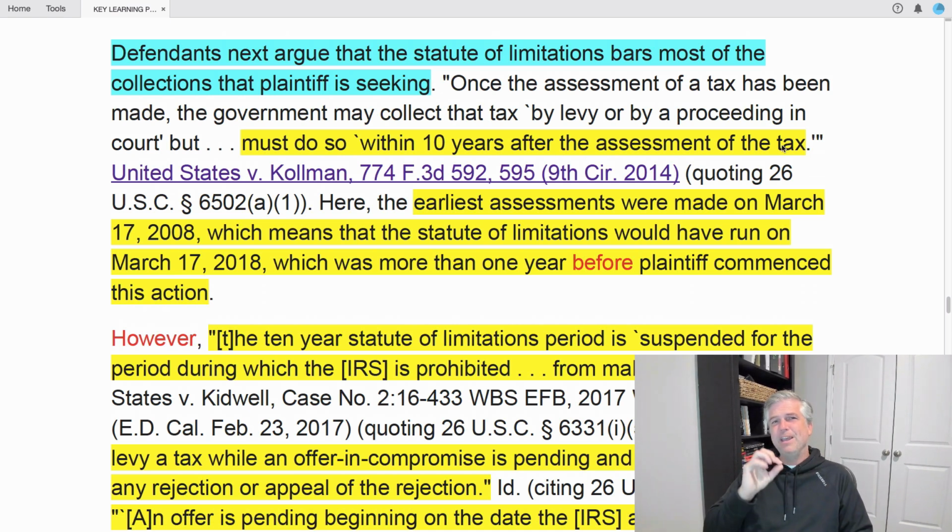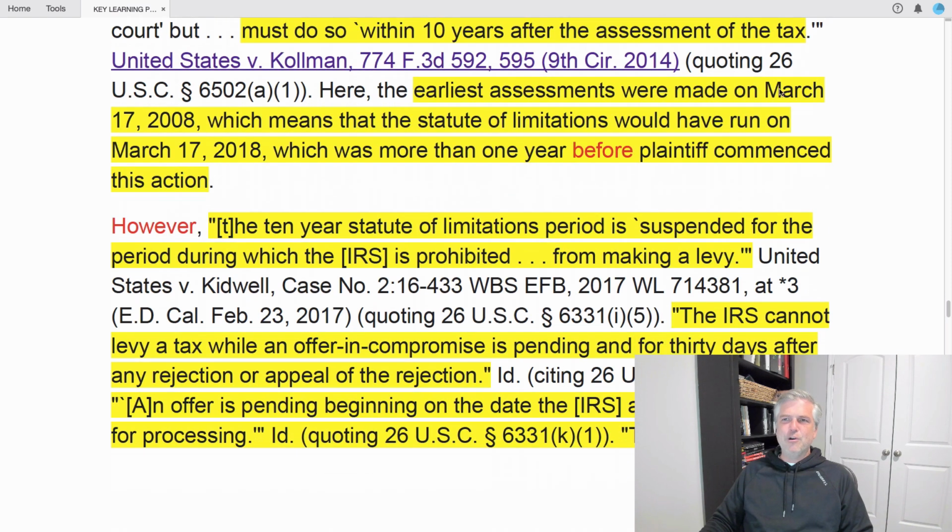That's critical. We're not talking about, well, hey, my 2012 taxes, they have to collect that or sue me by 2022. No, it's the assessment. Maybe I didn't file my 2012 taxes, or maybe the government went back and revised them and they made an assessment in 2014. Well, then it would be 10 years from 2014. So that would take us to 2024.